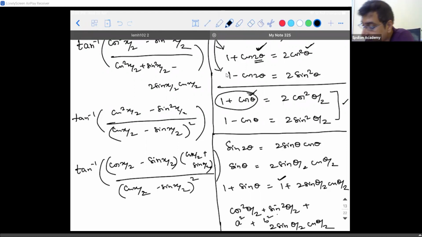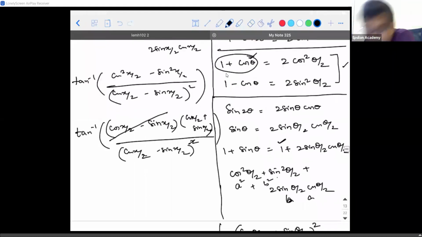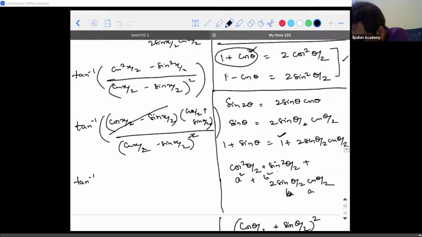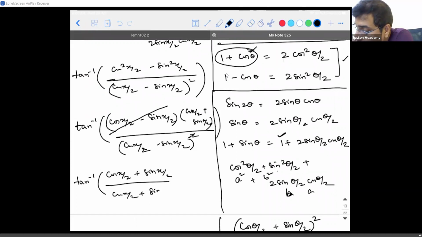So what will get cancelled? Cos x by 2 minus sin x by 2 and one cos x by 2 minus sin x by 2 gets cancelled. Tan inverse of cos x by 2 plus sin x by 2 divided by cos x by 2 minus sin x by 2. Write it till this step. If there is any doubt, let me know.